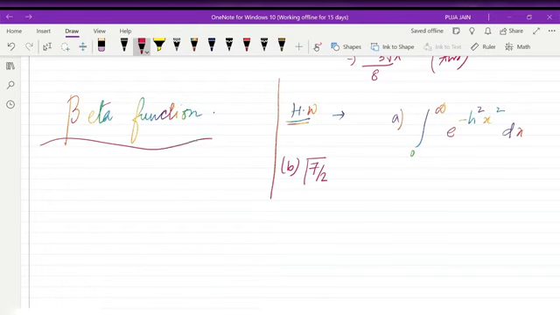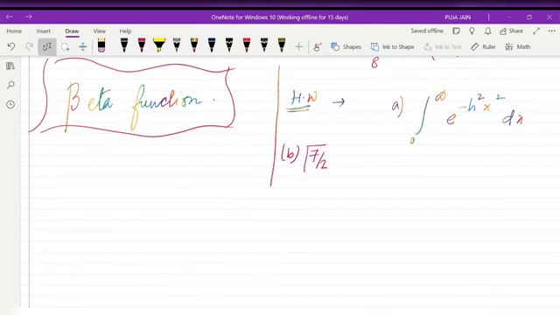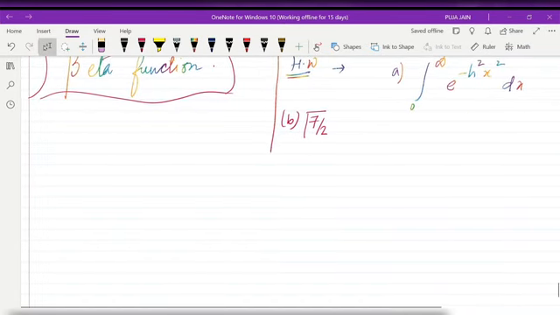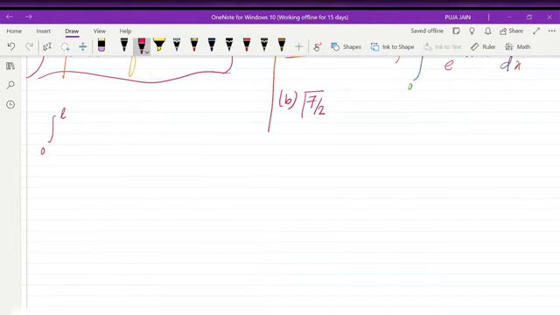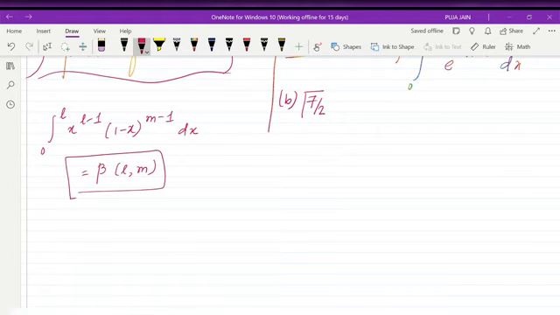So the next topic we are going to start is beta function. We have already studied gamma function. Now we will get to know about beta function. Beta function is represented by the integral of x to the L minus 1, 1 minus x to the m minus 1 dx. This is written as beta function of L comma m. The beta function of L comma m is written as the integration from 0 to 1 of x to the power L minus 1, 1 minus x to the m minus 1 dx.